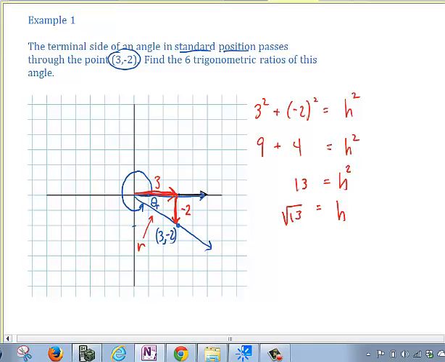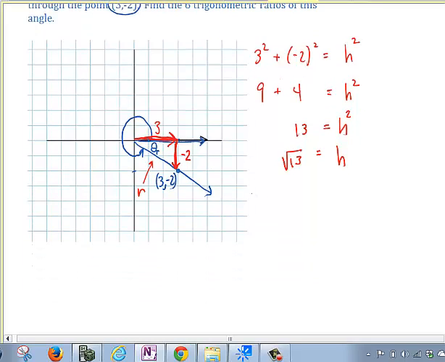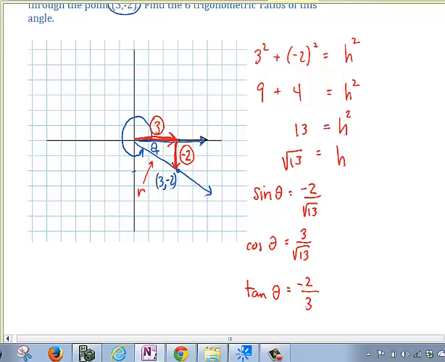Please don't convert this to a decimal. We're trying to give exact answers. So the sine ratio is going to be the opposite side over the hypotenuse. The opposite side is -2, so our ratio is going to be -2 over root 13. The cosine ratio is going to be +3 over root 13, because that is the adjacent side to the reference angle. The tangent ratio is going to be the opposite side, -2, over the adjacent, which is 3.